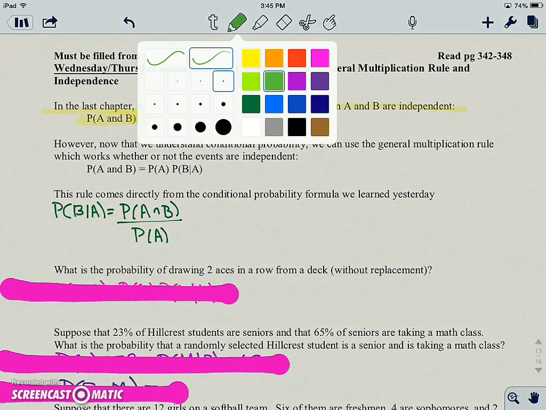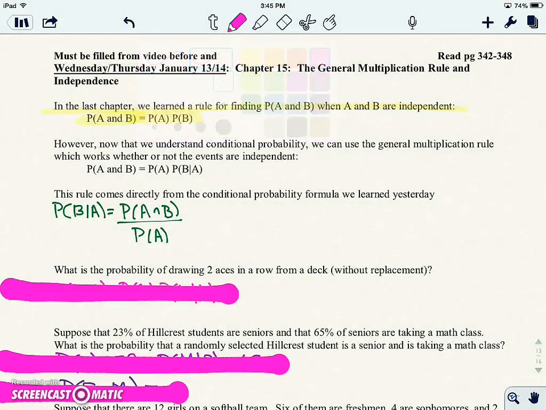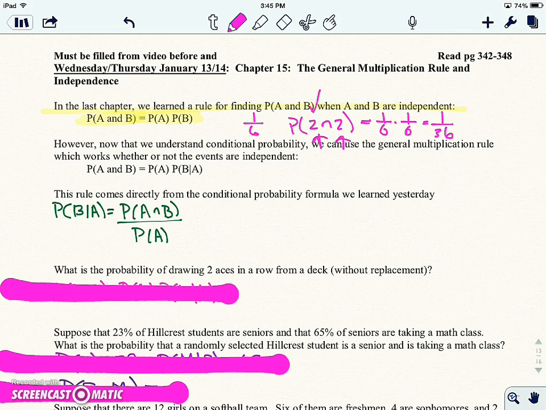For example, the probability that you roll a 2 when you roll a die would be 1 out of 6. The probability that you roll a 2 and then another 2 would be 1 out of 6 times 1 out of 6, or 1 out of 36. And these two are both independent because rolling a 2 on your first try is not going to affect rolling the 2 on the second try.